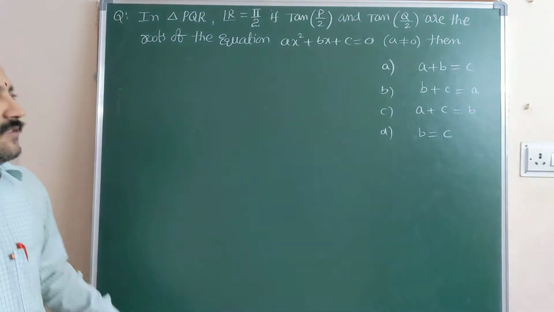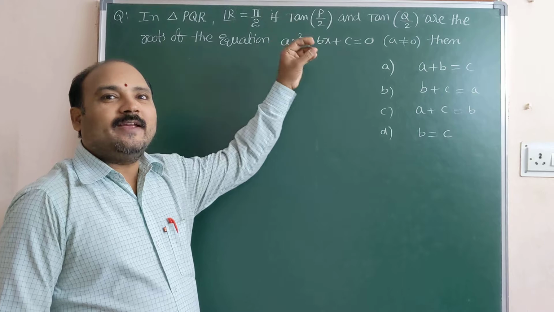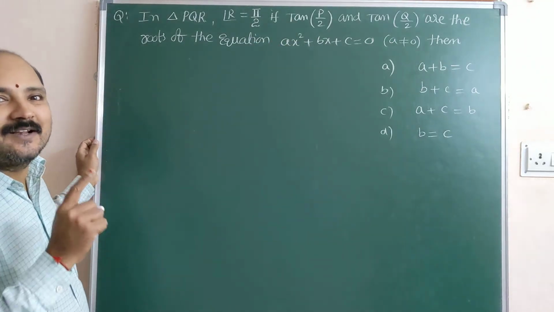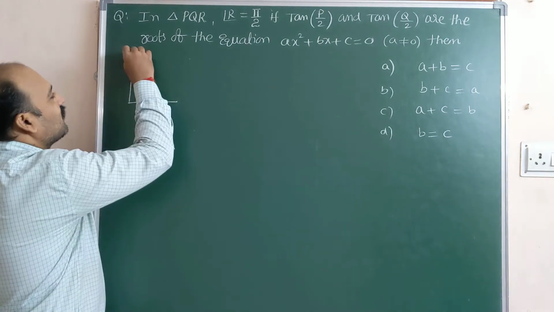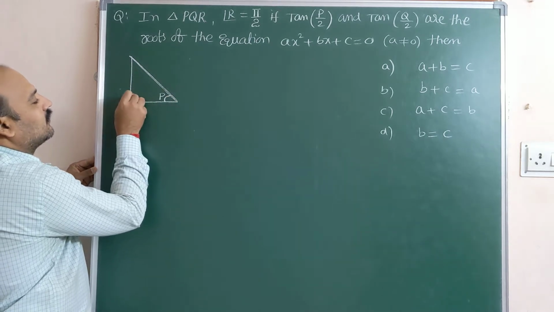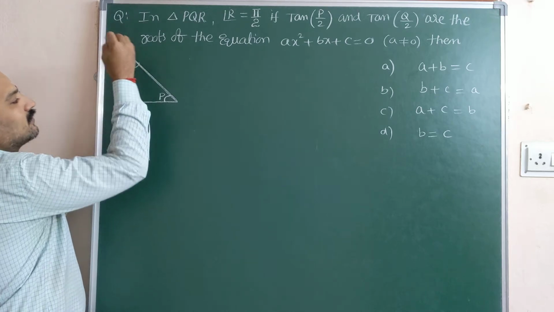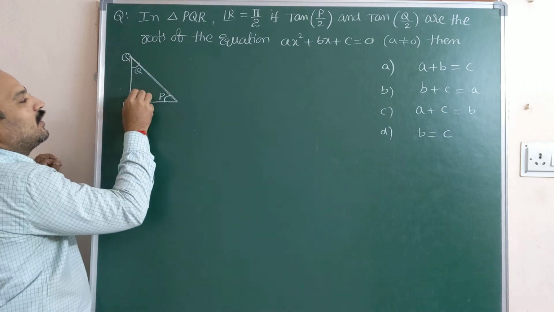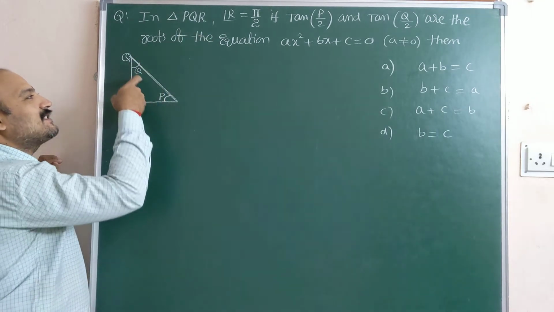The next question. In triangle PQR, angle R is pi by 2. So in triangle PQR, R is a right angle. So the figure will come like this, dear students. Here angle Q, here angle P, here angle R. Angle R value is given 90 degrees only, no? So obviously sum of these two.